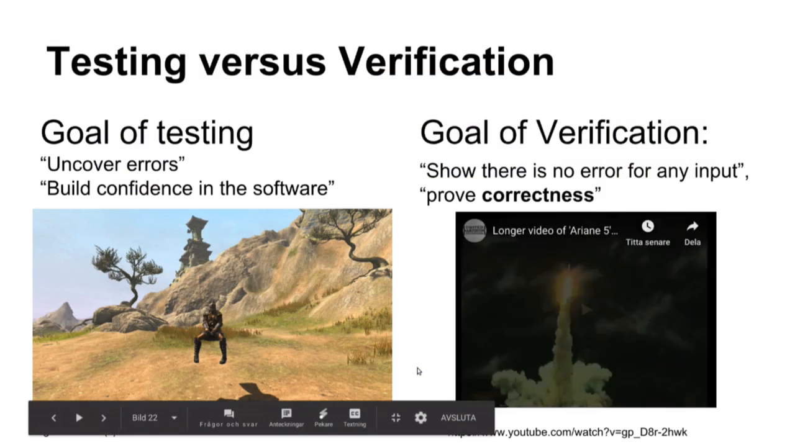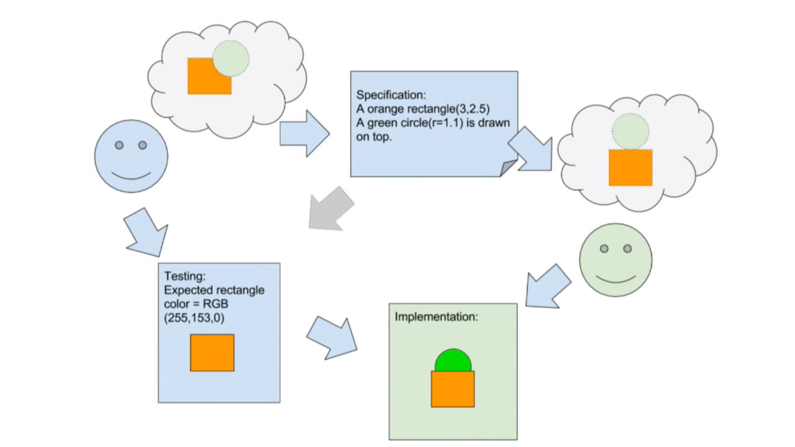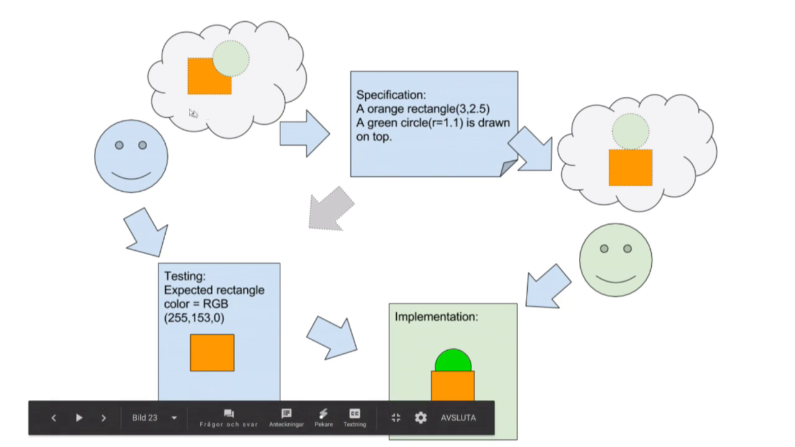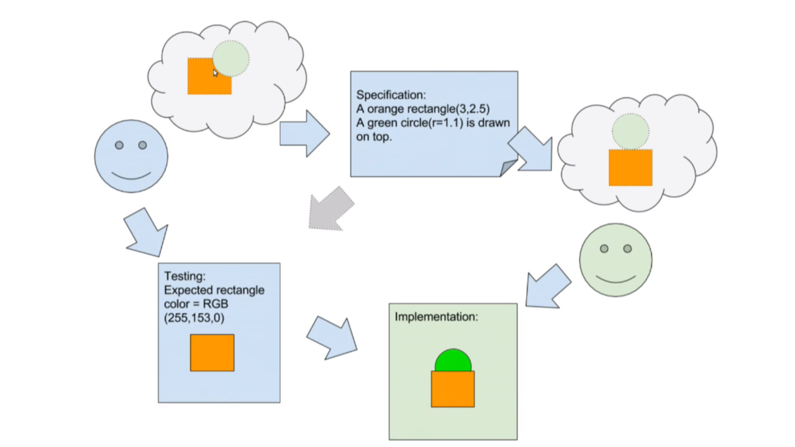Okay, I told you something about specification. We needed some kind of requirements in order to do testing. On the left-hand side, the software engineer has an idea, the cloud above her. She wants an orange rectangle. She also wants a green circle on top of that. So she writes the specification: an orange rectangle, 3, 2.5, a green circle, R equals 1.1. What are these numbers? What do we mean with green and orange? What do we mean by circle? R equals 1.1, perhaps radius, but is that centimeters or pixels or these weird EM units? I don't know.